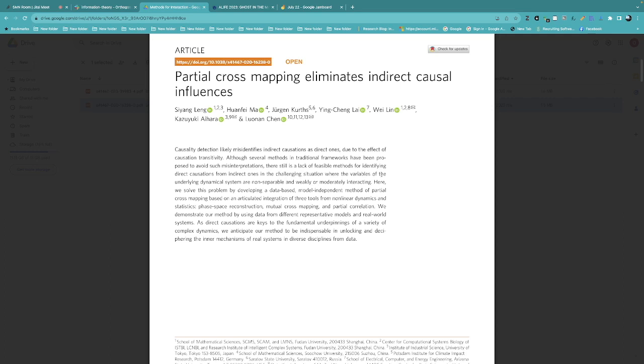The challenging situation where the variables of the underlying dynamical system are non-separable, meaning that the variables aren't independent, they kind of overlap. So it's hard to draw a relationship between them if they overlap, because you'll have these interactions. So here we solve the problem by developing a data-based, model-independent method, partial cross-mapping, an articulated integration of 3 tools from nonlinear dynamics and statistics: phase-based reconstruction, mutual cross-mapping, and partial correlation. So they're using these fancy tools that give you some ways around some of these problems.